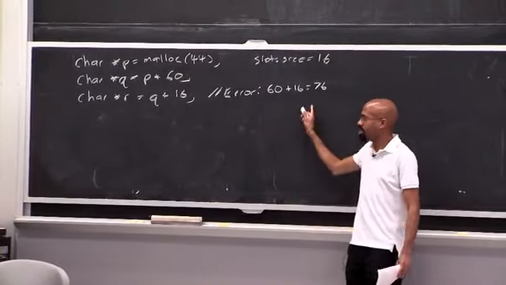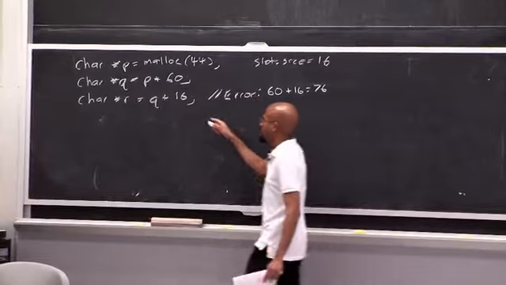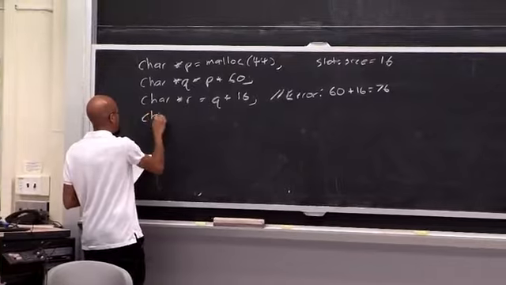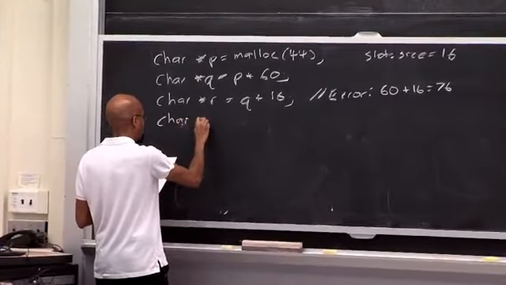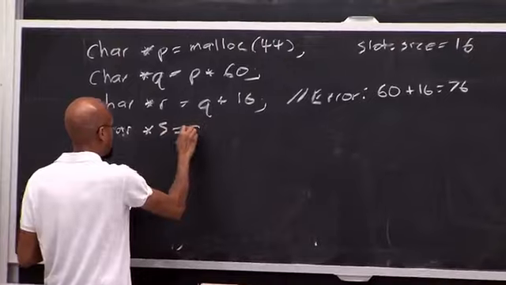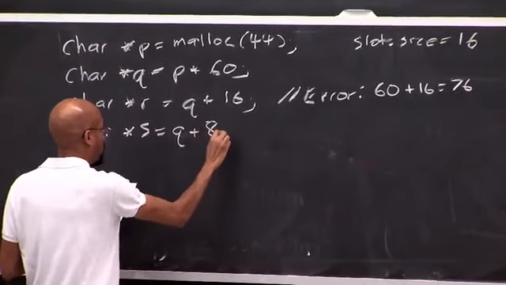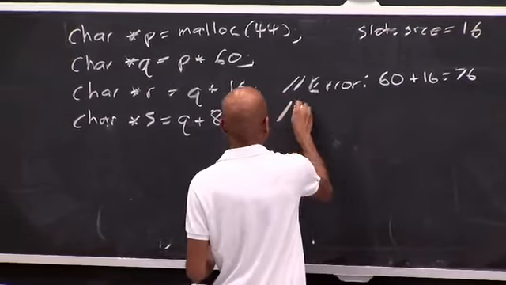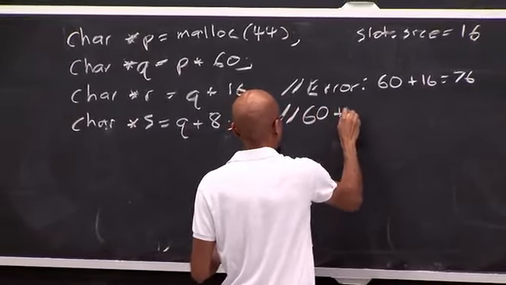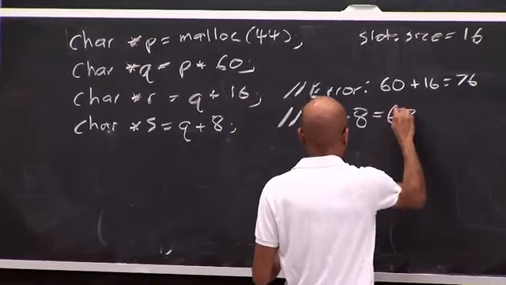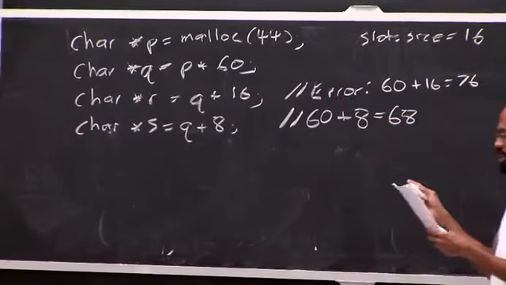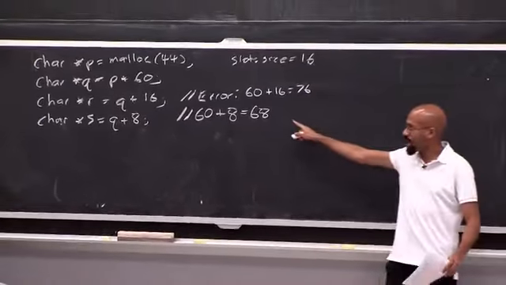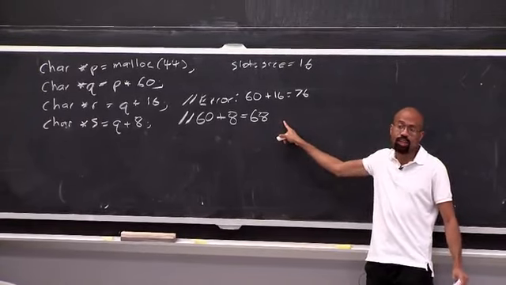Now, let's imagine that we didn't have this line of code in the program. So we had these two, but we don't have this one. What if, instead of doing this line, we did something like this? We declare another pointer, let's call it S, and we set it equal to Q plus 8. In this case, the pointer is going to be at 60 plus 8, which equals 68 bytes away from P. So this is only 4 bytes beyond the baggy bound. This will not cause an error, even though it is strictly speaking out of bounds.